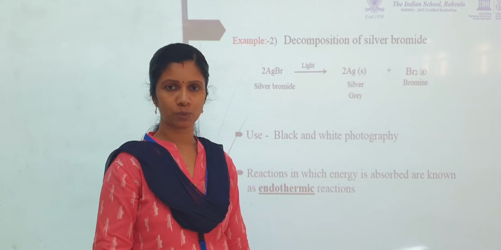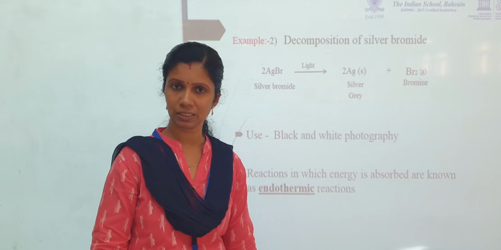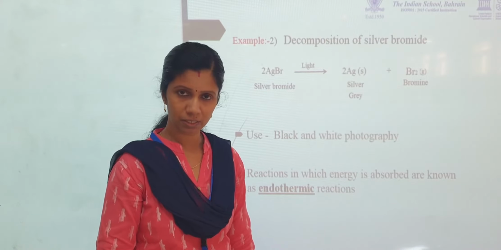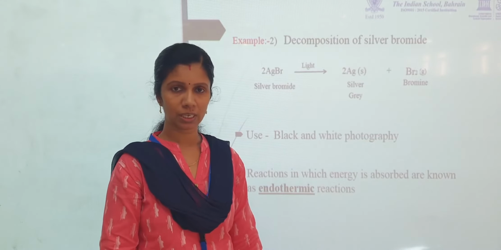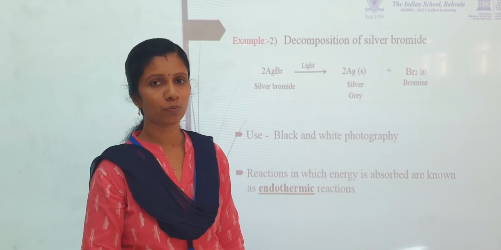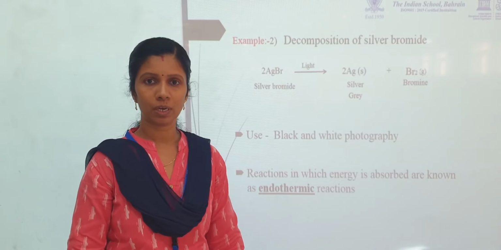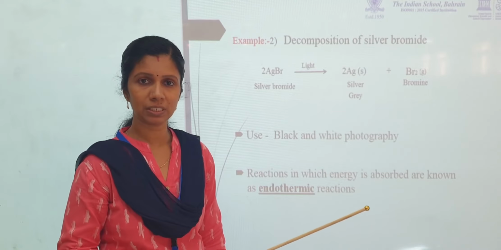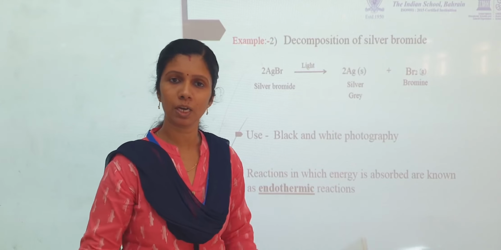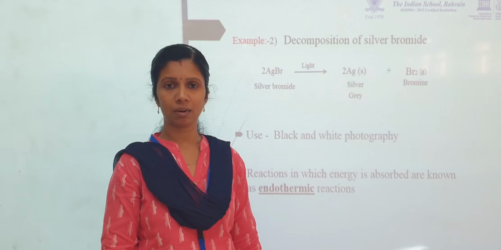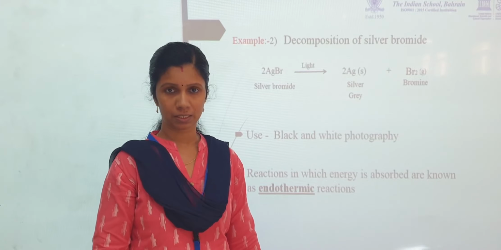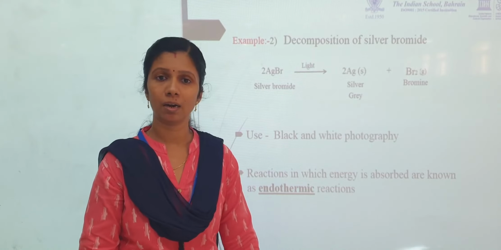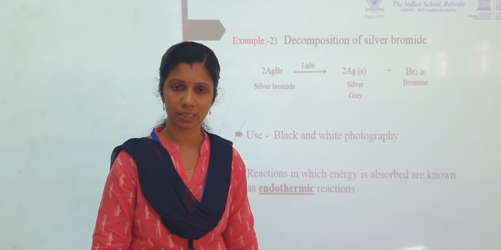So all the 3 types of decomposition reactions are explained. That is thermal decomposition reaction, where we are using heat energy, electrolytic decomposition reaction, where electricity is used, and photolytic decomposition reaction, where we are using light energy. In all these reactions, we can see that energy is used or absorbed, and that type of reactions are known as endothermic reactions. That means reactions in which energy is absorbed are known as endothermic reactions.